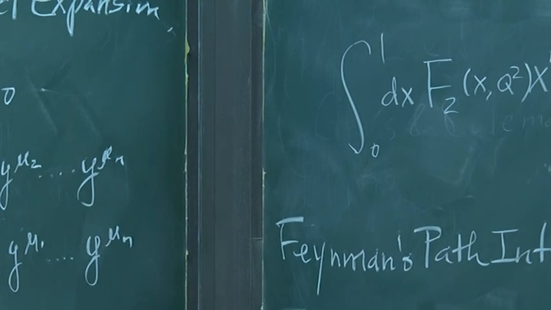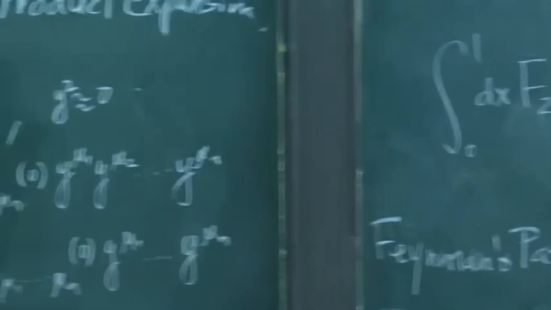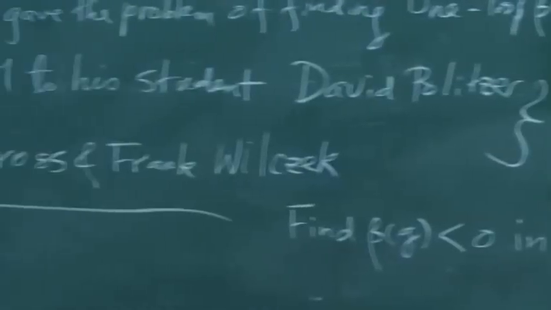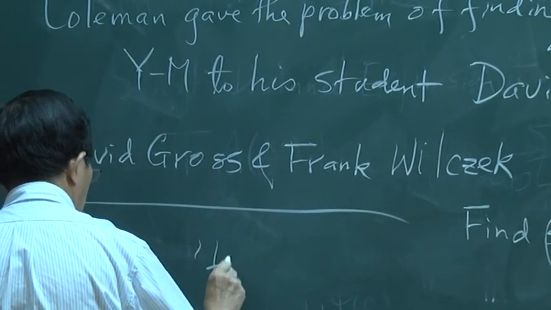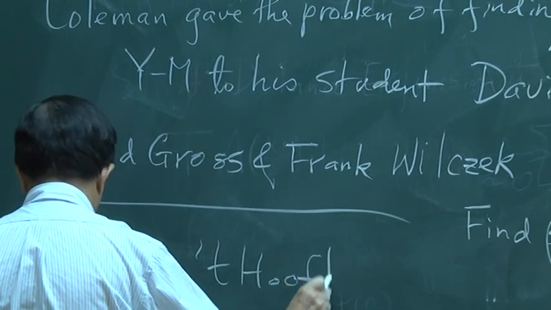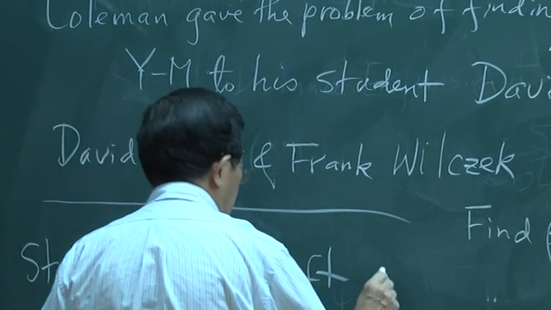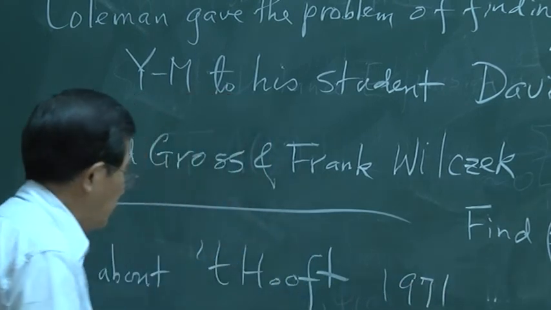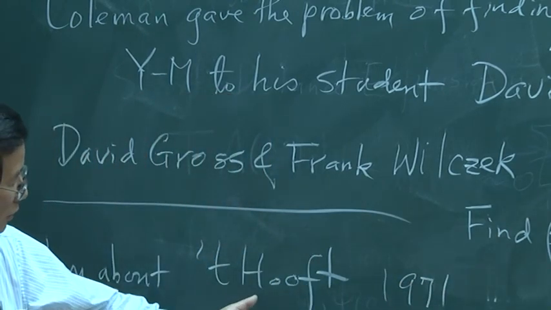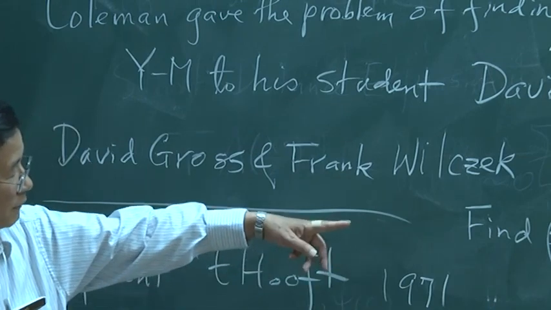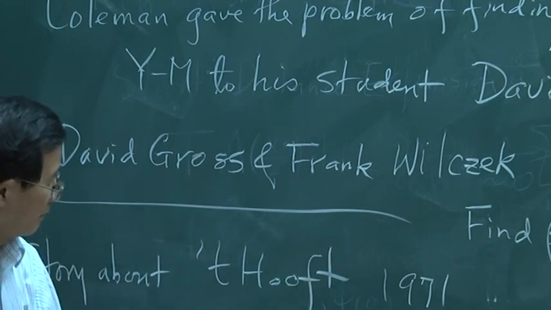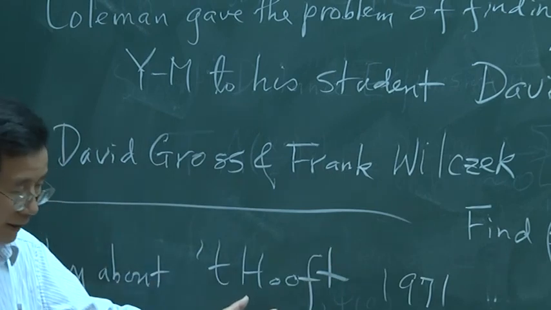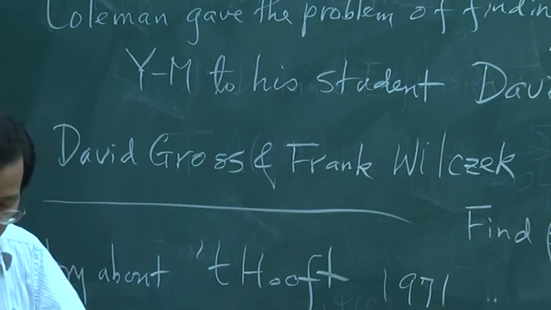Now, about the discovery of asymptotic freedom, there's a story about 't Hooft. In 1971, 't Hooft in fact showed that the beta function in Yang-Mills theory is negative at one loop. But he did not publish. And actually he did not think about it at all.